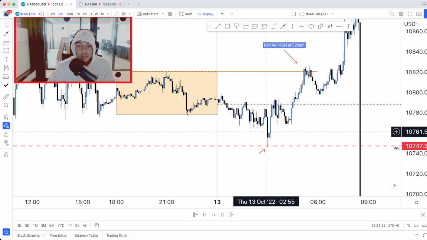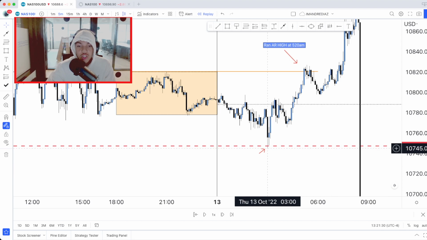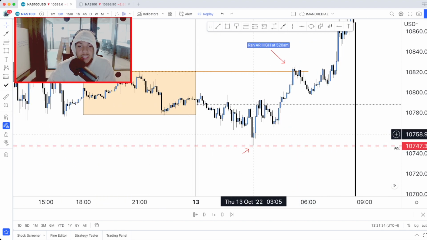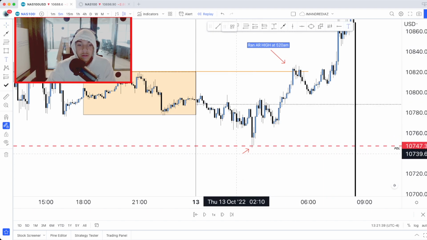Why is this important? For starters, this is the London session low, the London session low that ran the previous day's low. And what time does this happen? 3 in the morning. So let's annotate that. At 3 a.m.